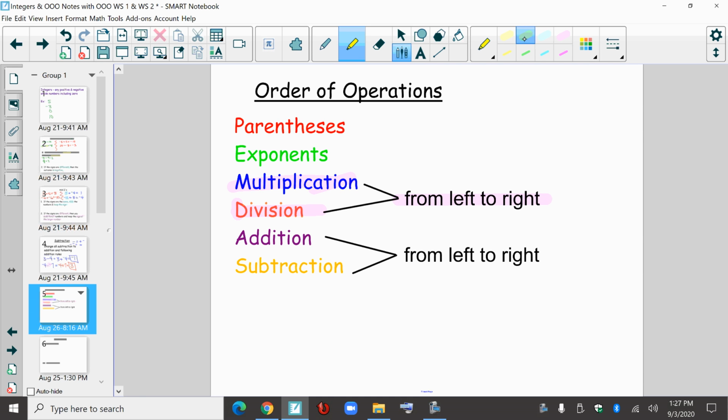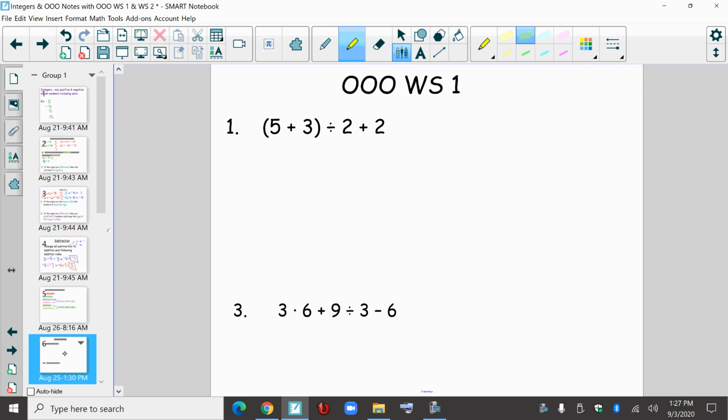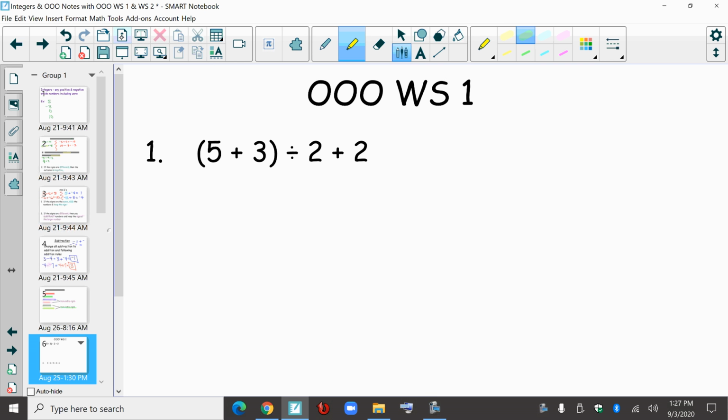Then, after that, you will be doing addition and subtraction, and those will be worked from left to right. So whichever one you see first. So we're going to go straight into your homework, which is worksheet 1, and we're going to do some problems together. So the very first one we have is going to be 5 plus 3 divided by 2 plus 2.